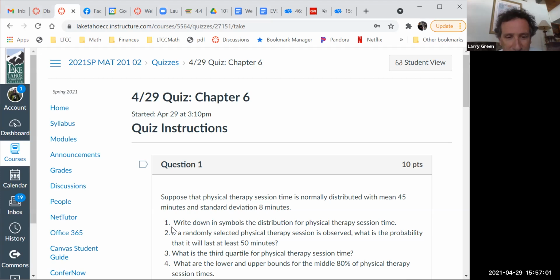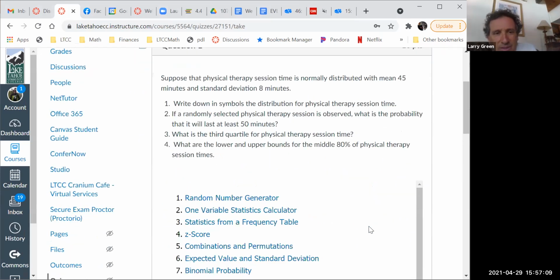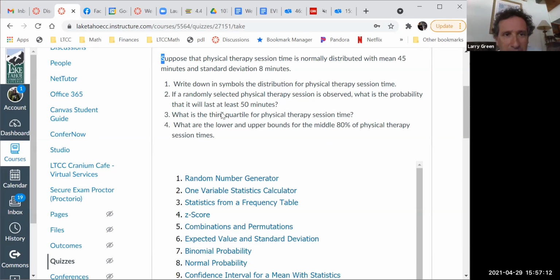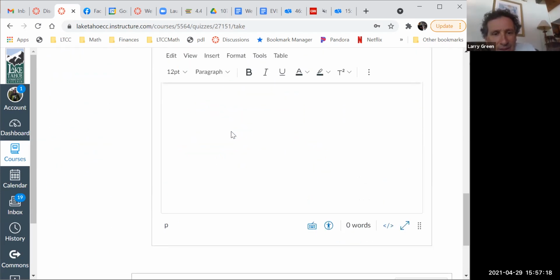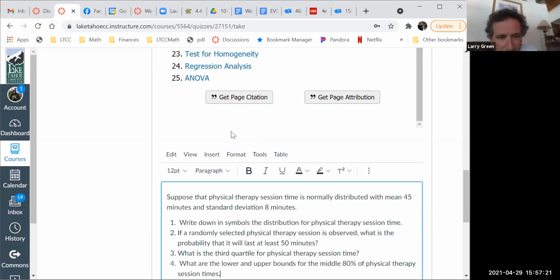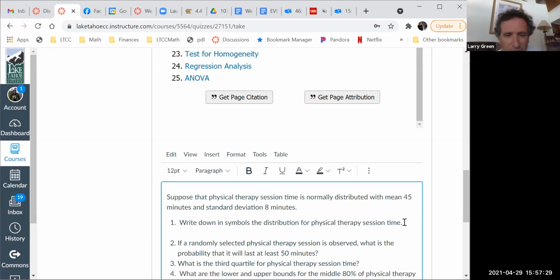So the first question is, write down in symbols the distribution for physical therapy session time. Okay, let me copy and paste it so we can see it a little better. So you just skip the calculator. Okay, what does it look like in symbols when I say write down the distribution? What do I mean by that? Who remembers? We did it 2 days ago.